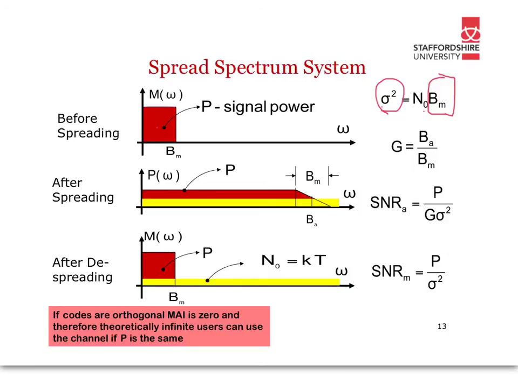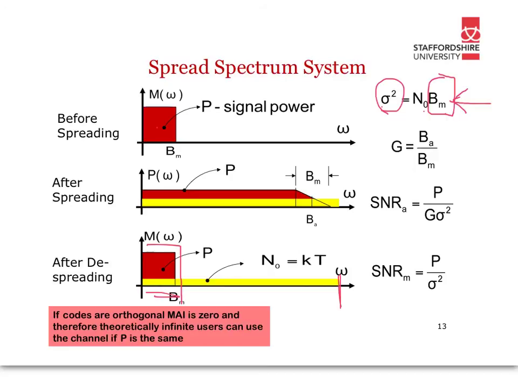After spreading, the signal to noise ratio of our A is P divided by G sigma squared. But after despreading, the signal to noise ratio of our message now only occupies this frequency, so 0 to BM. So the signal to noise ratio of our message is equal to P divided by sigma squared, which is why sigma squared has the BM here. So we only get the noise from here to here, not from here to here.